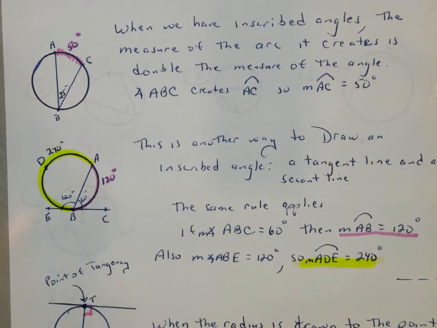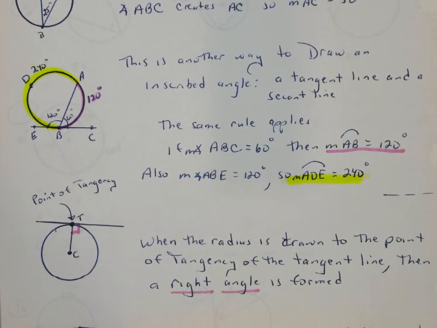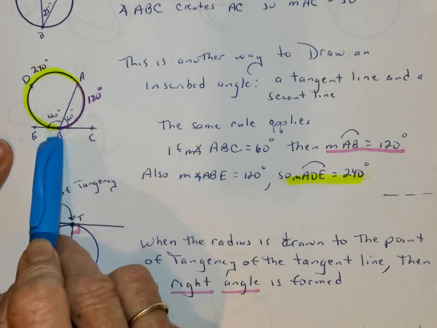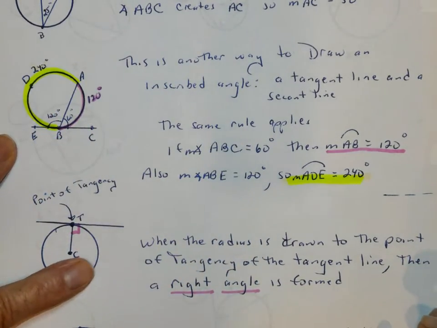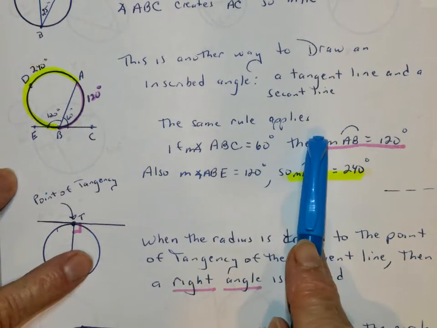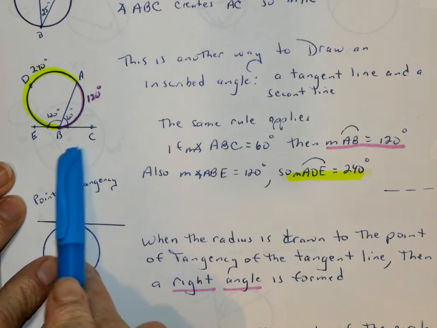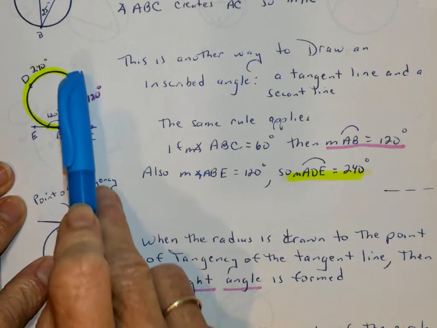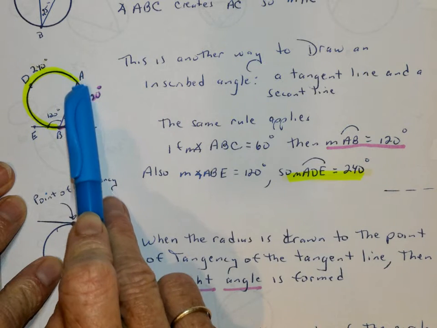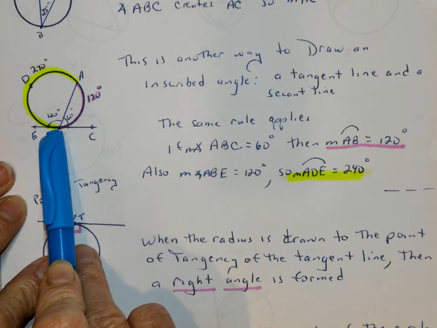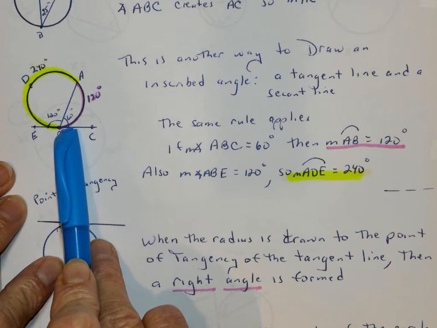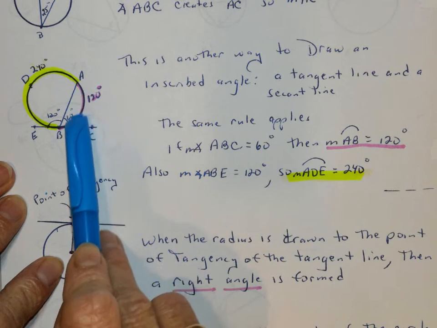All right. Now this is another way to draw an inscribed angle, where you have a tangent line and a secant, believe it or not. Yes, that's still considered an inscribed angle. So the same rule applies. So if I take a look at angle ABC, it creates arc AB. Everybody see that?